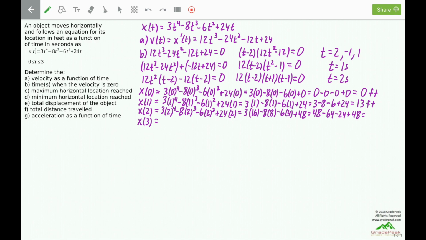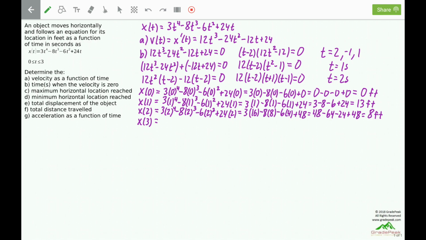48 minus 64 is negative 16. Minus 24 more is negative 40. Plus 48 will come out to 8. As we see, it's actually moved backwards because it was at 13 feet, and now it's back at 8 feet.